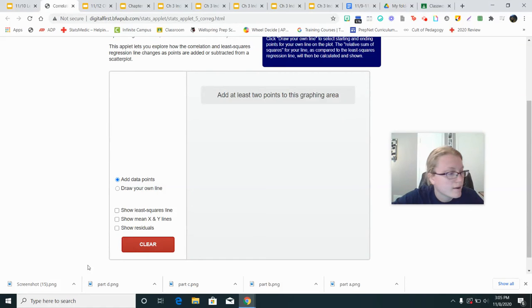Okay, let's take a peek at the simulation part of this lesson. So you're basically just playing around with dots and lines and seeing what patterns you notice. What we're going to do is click on add it. We're going to add our own dots.